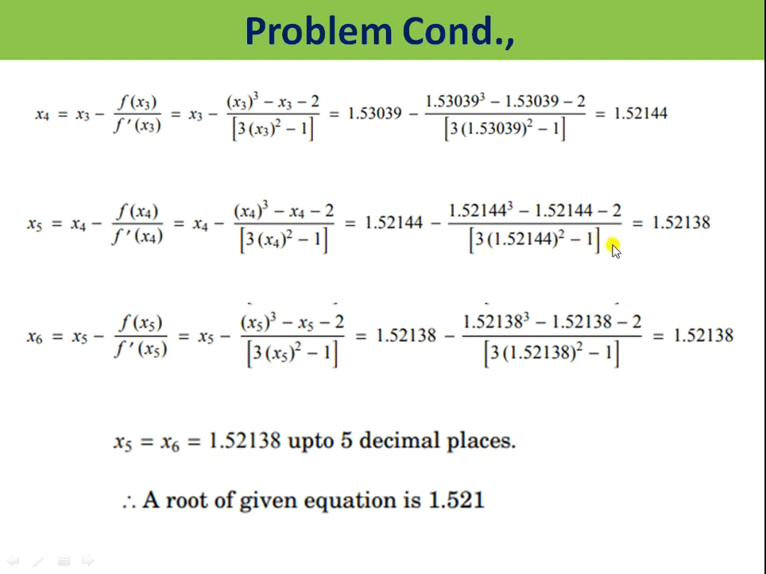Suppose they modify the same problem slightly to find the root up to the 4th decimal, then we can go for the 6th iteration. Therefore here x5 and x6 are equal even up to 5 decimals, right? So we are getting 1.52138. So the problem attains the exact solution at the x5 and x6 iterations, right? Therefore a root of the given equation is 1.521.